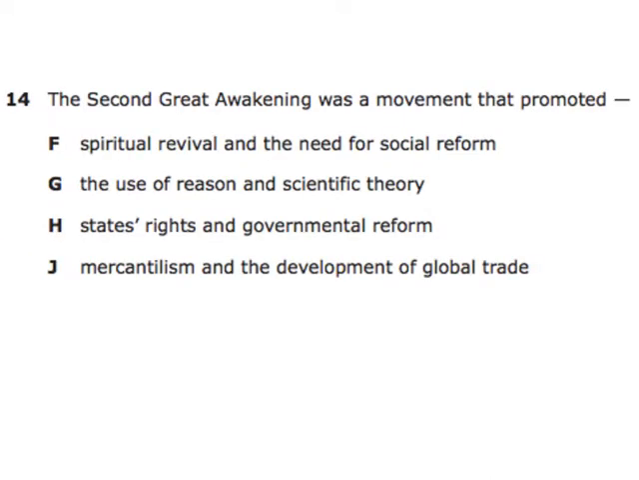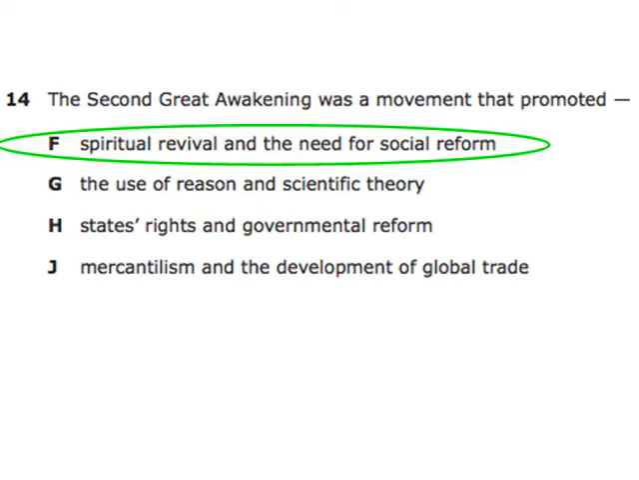The Second Great Awakening was a movement that promoted spiritual revival and the need for social reform. Second Great Awakening was a religious revival that spread through the Christian people of North America in the late 1700s through the early 1800s. And this spiritual revival got them to want to change things in society, social reform, things like temperance, and then eventually suffrage. Suffrage is the right to vote, so they wanted to increase the right to vote to different people. Temperance was trying to get people to stop drinking.